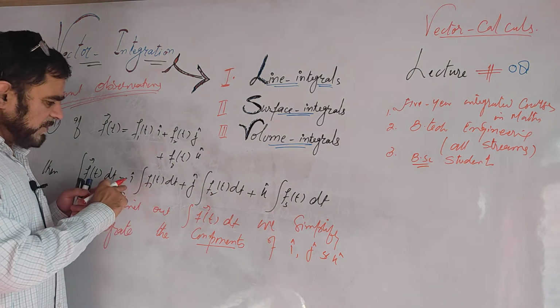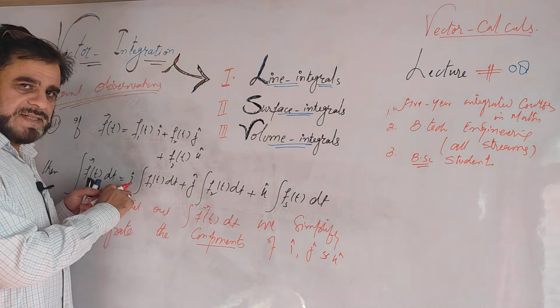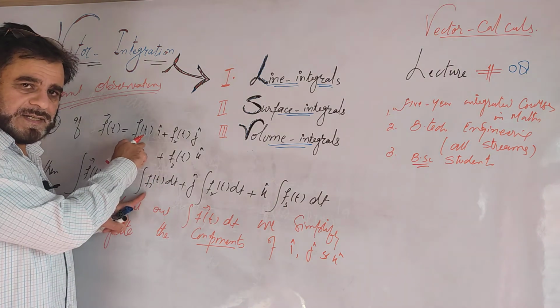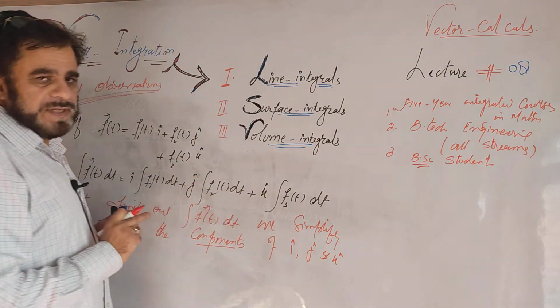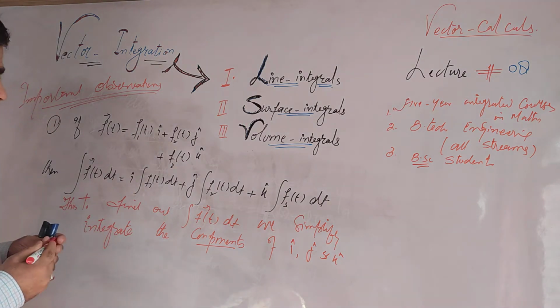But how do we proceed? We take this i out of the integral. We integrate the component of i, we integrate the component of j, we integrate the component of k. In this case, this is very important.